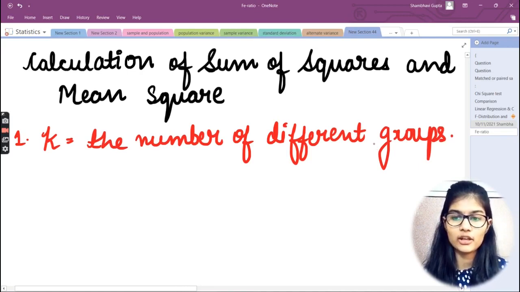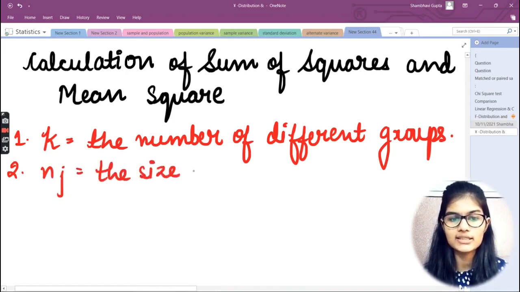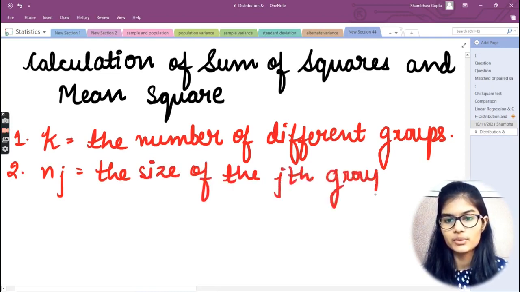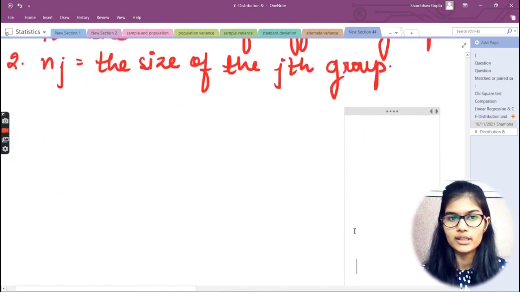So K is basically one of the terms that we are having, and it is the number of different groups, right? Now moving towards the next point, we are having n of j here. What is that? It is the size of the jth group. So whenever you see a notation written like n with j in the subscript, you can understand that this is the size of the jth group, right?